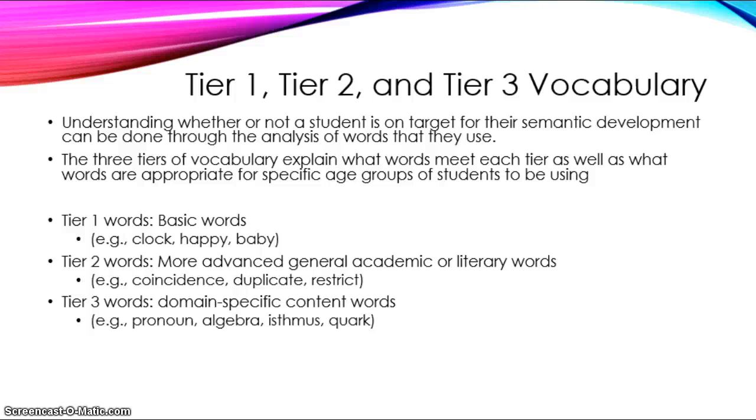Understanding whether or not a student is on target with their semantic development can be done through the analysis of the words that they use. The 3 tiers of vocabulary explain what words meet each tier, as well as what words are appropriate for specific age groups of students to be using. Tier 1 words cover basic words. Tier 2 cover more advanced or general academic and literary words. And Tier 3 words are domain-specific or content words.